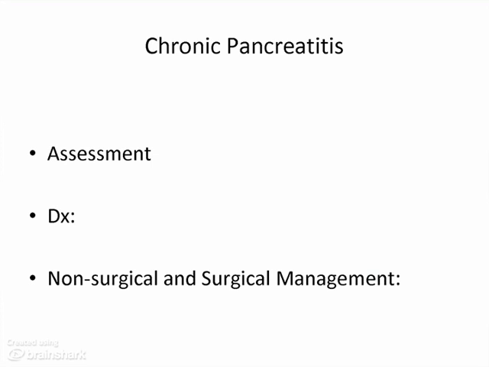Surgical treatments are going to be drainage, pancreaticojejunostomy or the Roux-en-Y procedure, which joins the pancreatic duct to the jejunum, or a radical procedure called the Whipple procedure, where we remove the head of the pancreas, duodenum, part of the jejunum, a partial or total gastrectomy, and a cholecystectomy. There is no cure for chronic pancreatitis.